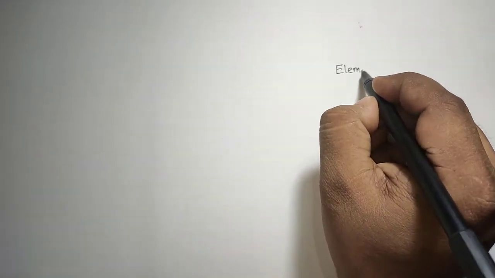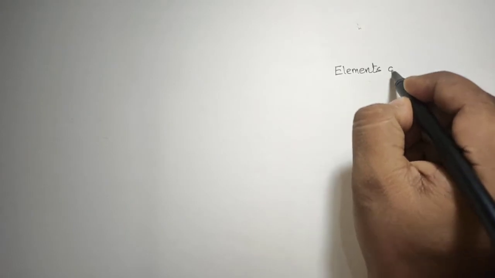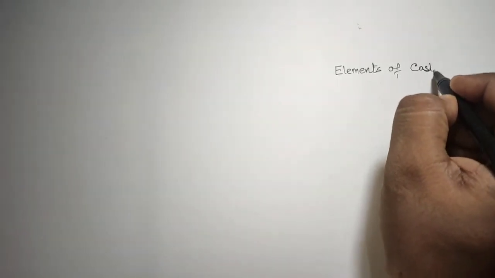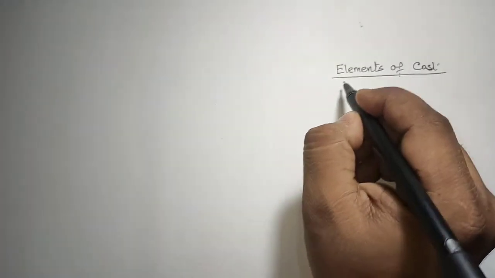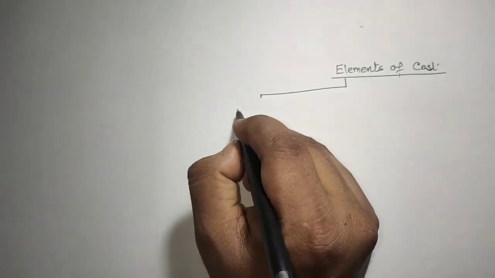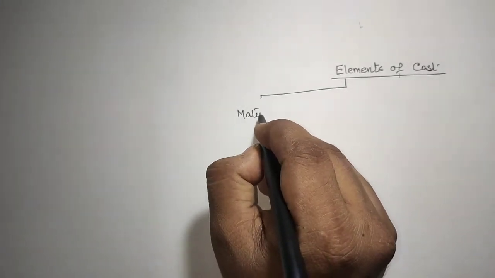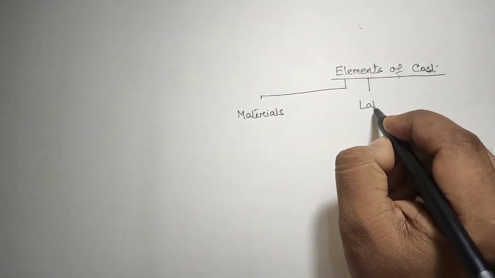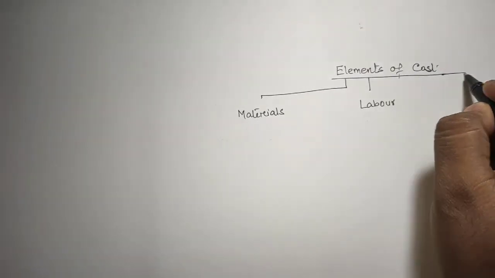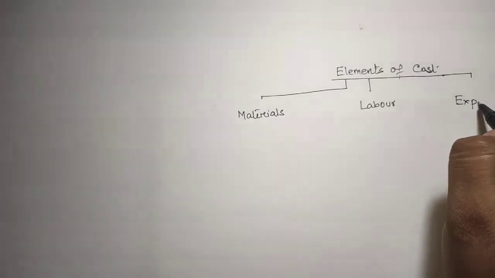Today I am back with another interesting video. Hope you learn from it. Let's start. Dear students, today my topic of discussion is element of cost. When you say element of cost, the element is divided into three parts. First is materials, second labor, and third expenses.